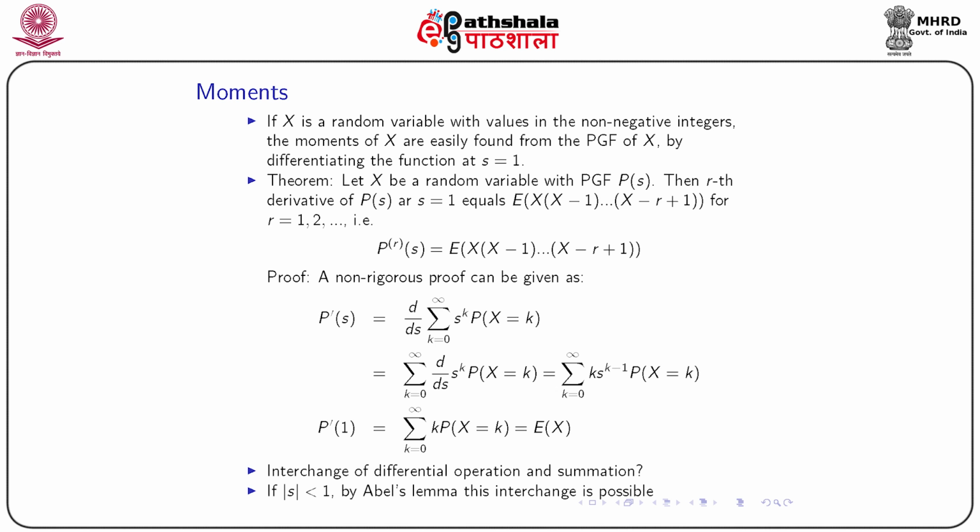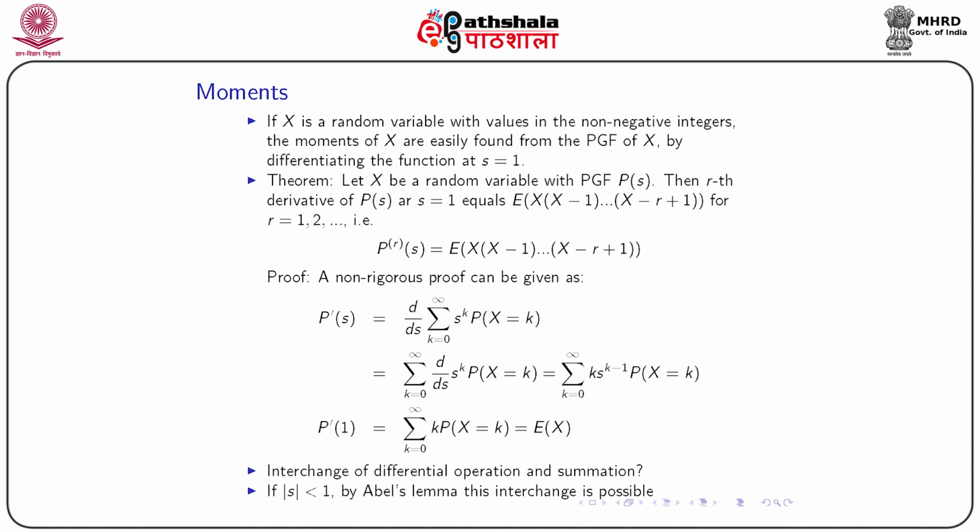We'll give a non-rigorous proof for this result. Why is this non-rigorous? I'll describe that. What is P prime? This is d/ds of the sum over k from 0 to infinity of s to the power k times probability X equals k. Now if I interchange the order of summation and differentiation, then it will be the sum over k from 0 to infinity of d/ds of s to the power k times probability X is equal to k. If we differentiate s to the power k, it will be k times s to the power k minus 1. So we are left with the sum over k from 0 to infinity of k s to the power k minus 1 times probability X is equal to k.